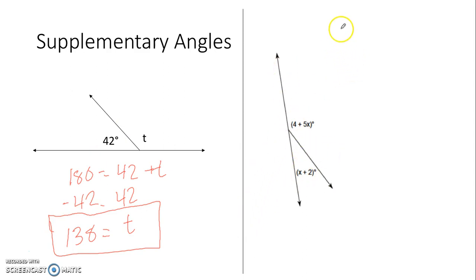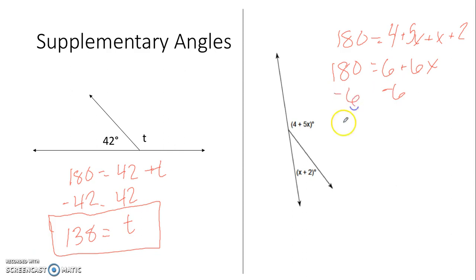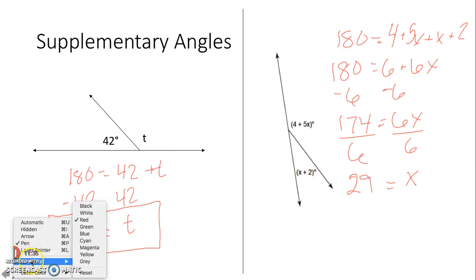All right, now let's move on to one that's a little bit more challenging. We have 180 is still equal to 180, but now we need to add together these two. 4 plus 5x plus x plus 2. 180 is equal to, combine like terms, 4 plus 2 is 6, and 5x plus x is 6x. Okay, now we subtract both sides by 6. We have 174 is equal to 6x. Divide both sides by 6, and we have x is equal to 29.